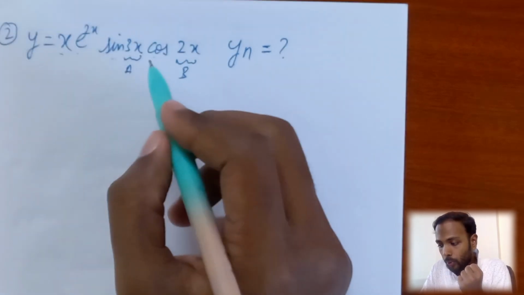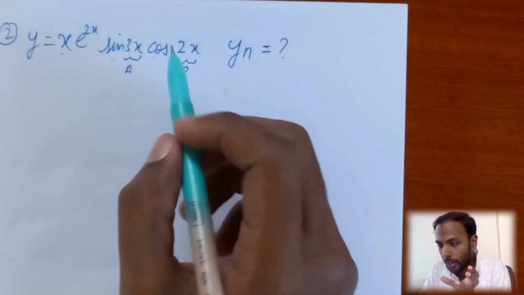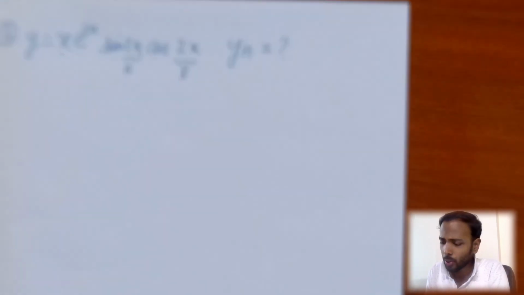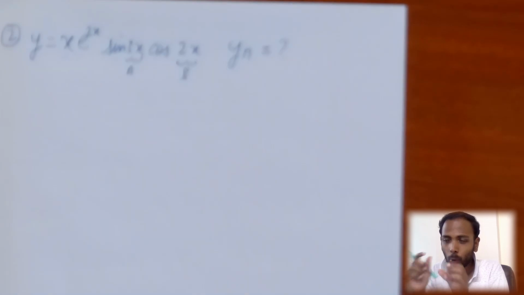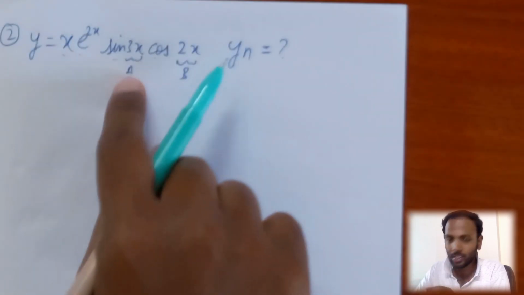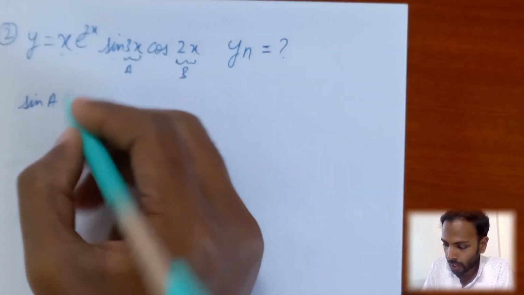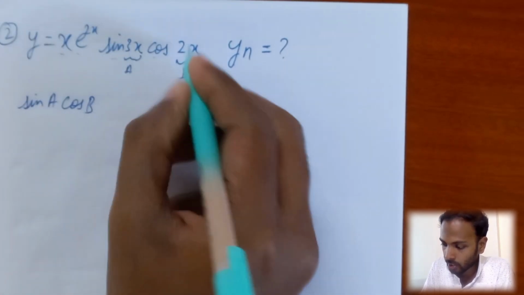Always when you look at the question, first observe it and try to locate the portion for which you know the formula. Sine A cos B is a very popular formula, and trust me, in engineering exams, you would only be asked questions that are quite easy to identify and analyze, like this question. So it is the sine A cos B formula. Let's apply it here.